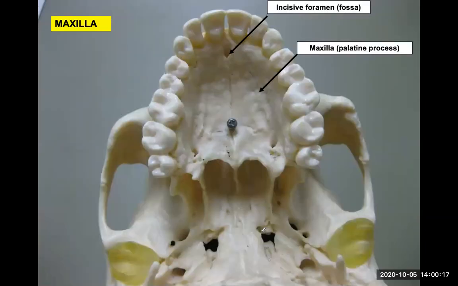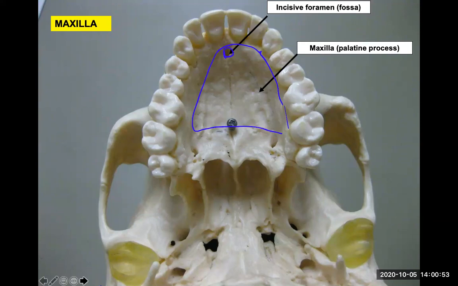Going back, I think these two slides kind of switched. Right where you have the palatine process, again, this is your palatine process. You have a little opening right between your two incisors, which is your two front teeth, the big teeth. This little opening is called the incisive foramen or fossa. And again, this sits right behind the incisors, which are your two front teeth, hence the name incisive foramen.